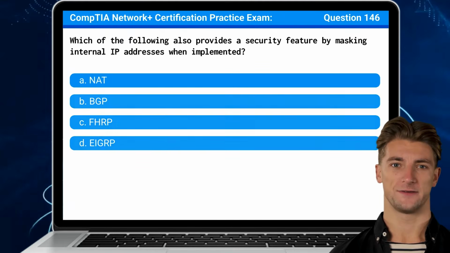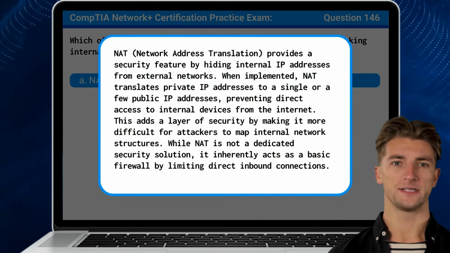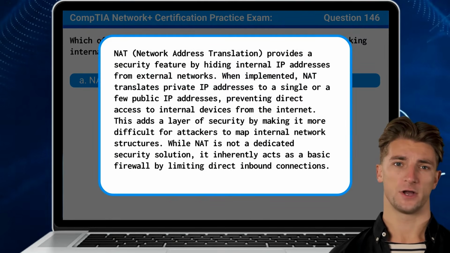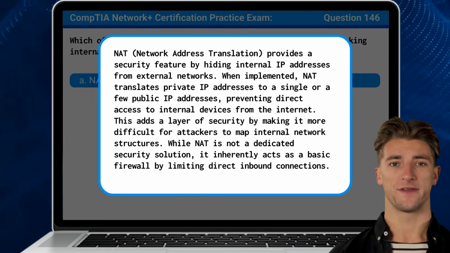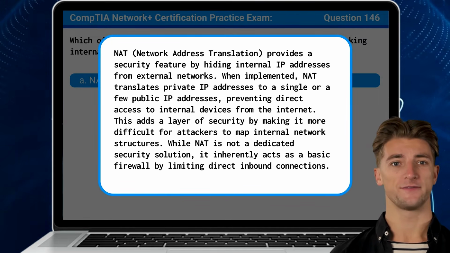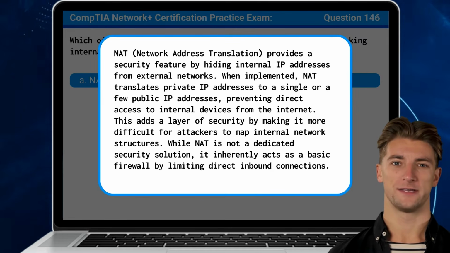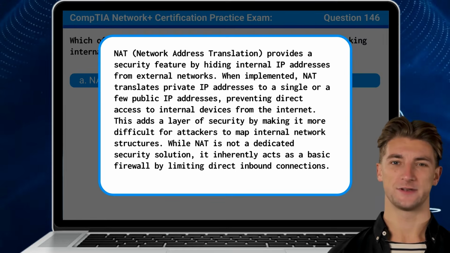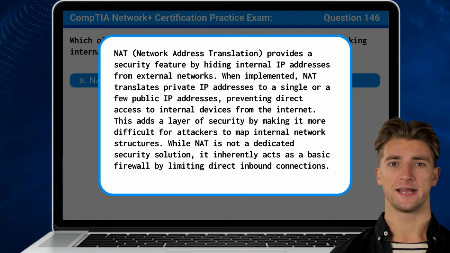The answer is A. NAT. NAT, short for Network Address Translation, provides a security feature by hiding internal IP addresses from external networks. When implemented, NAT translates private IP addresses to a single or a few public IP addresses, preventing direct access to internal devices from the internet. This adds a layer of security by making it more difficult for attackers to map internal network structures. While NAT is not a dedicated security solution, it inherently acts as a basic firewall by limiting direct inbound connections.